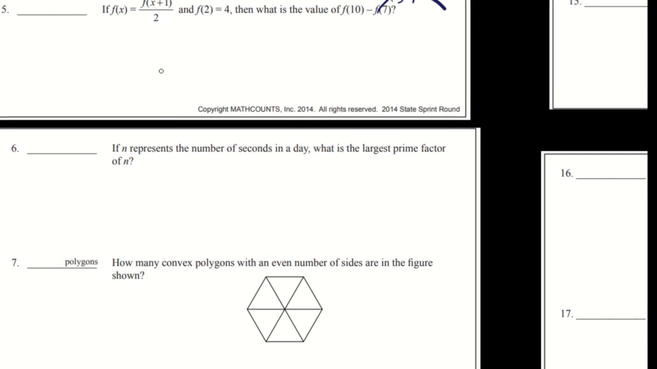So this one says, if f of x is equal to f of x plus 1 divided by 2, and f of 2 equals 4, then what is the value of f of 10 minus f of 7? I kind of drew over that part a little bit. Okay, you can hopefully read that. It says f of 10 minus f of 7. All right, what do you think? Any ideas how to do this one?